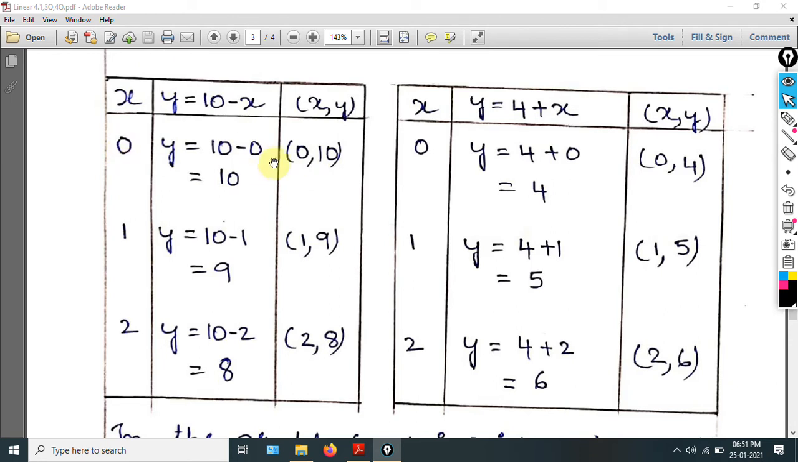Here we have to put the x and y values. How much is x? 0. So 0 comma how much is y? 10. So 0 comma 10. Next, the x value is 1. So y equals how much here?